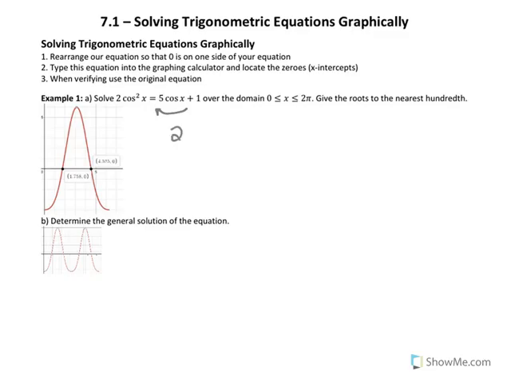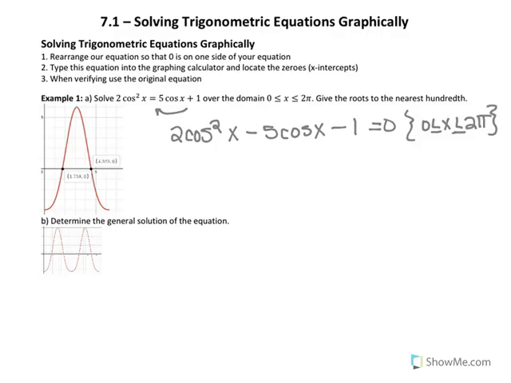So I would write this in as 2 cos squared x minus 5 cos x minus 1 equals 0, and then I would put squiggly brackets 0 less than or equal to x less than or equal to 2 pi, so that you can get the right domain. Give the roots to the nearest 100th, and I already typed this into Desmos for you, and there they are. So that's our answers. That is literally this whole lesson.